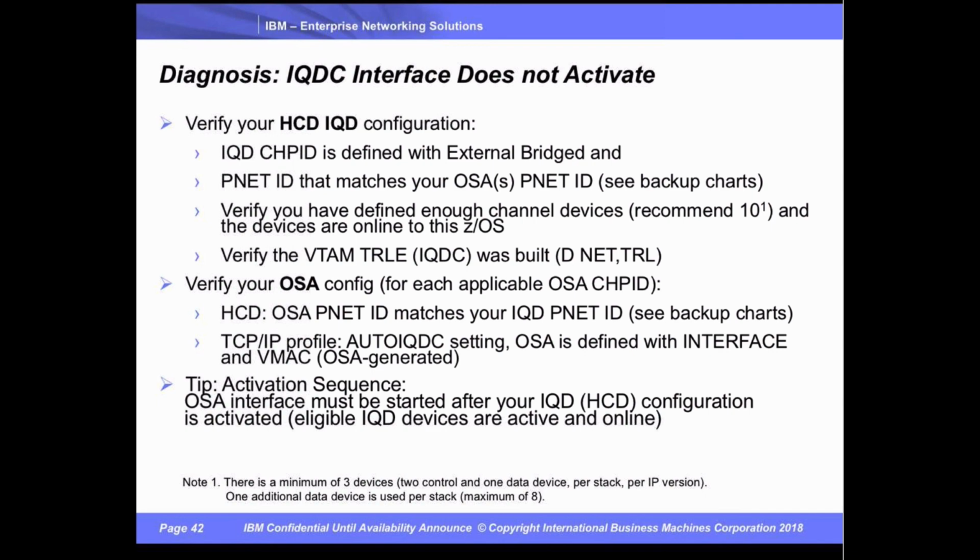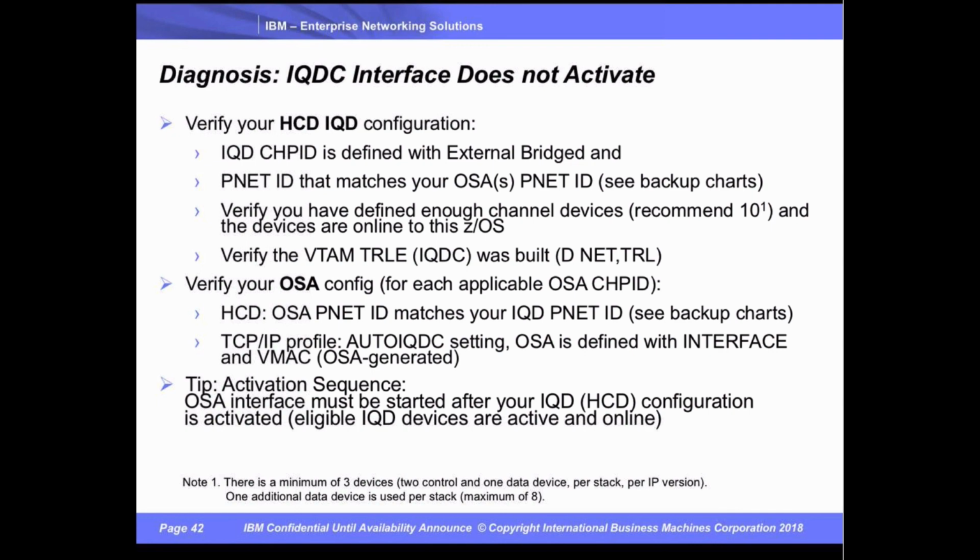All right, moving on to your OSA config. Again, we're going to harp on this: verify the PNETs must match. You can't say that enough. Use the D NET,DEVLINKS PNET ID displays to show you what the stack thinks the PNET IDs are, along with the operating system PNET ID displays. Verify the auto IQDC setting is enabled. It does not default to on. Again, the OSA interfaces must be QDIO interfaces, and you must use OSA-generated VMAC. Otherwise, they are not eligible for this solution.